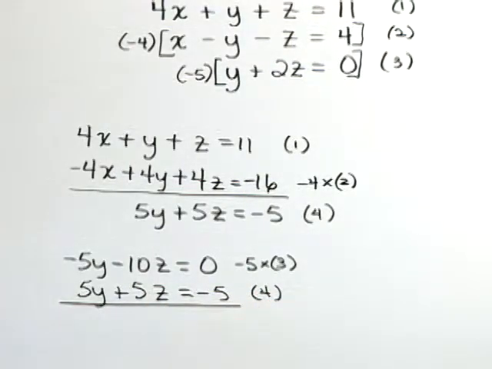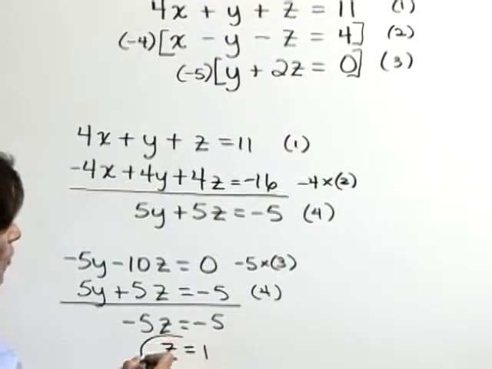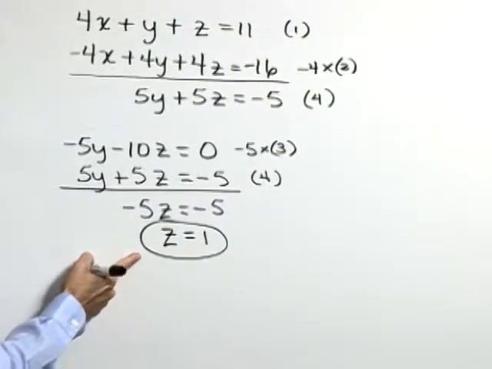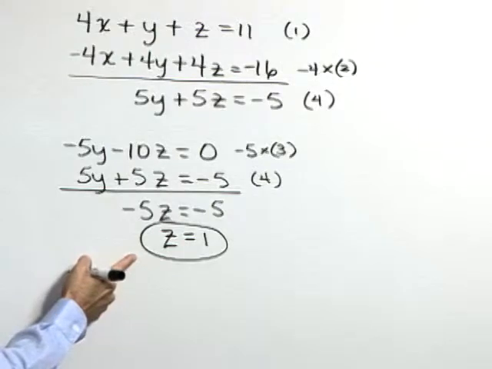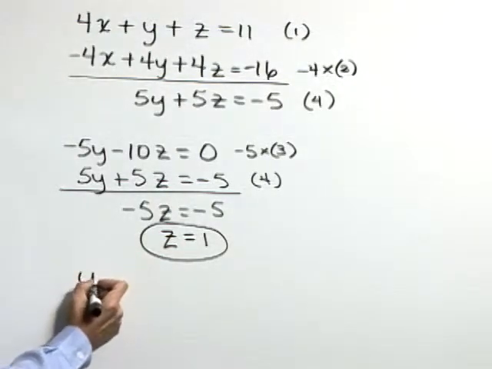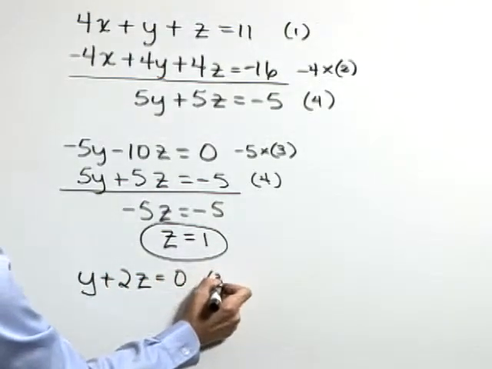Let's add these equations together. Here we see our y variable cancel. We get a negative 5z is equal to negative 5, or z is equal to 1. So we found the value of one of our variables. Now let's go find the value of another one. I'm going to use equation number 3, which is y plus 2z is equal to 0.